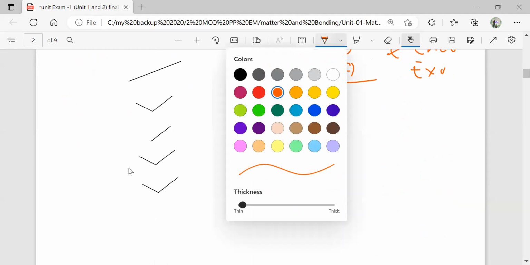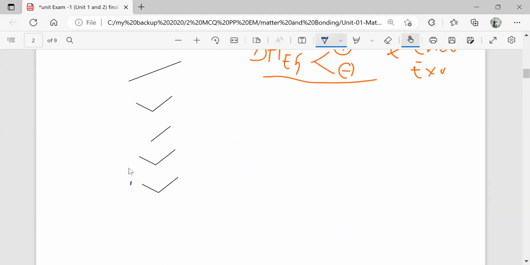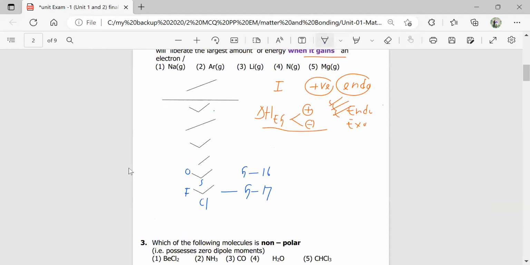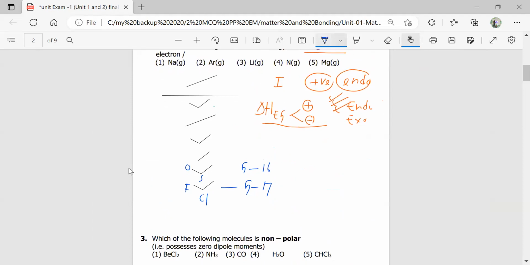Yes, this is the graph actually. Here is the position of chlorine, which is group 17, and oxygen and sulfur, group 16. So initially, try to understand this pattern. This is 0, we can mark it. This particular region is negative, meaning exothermic.